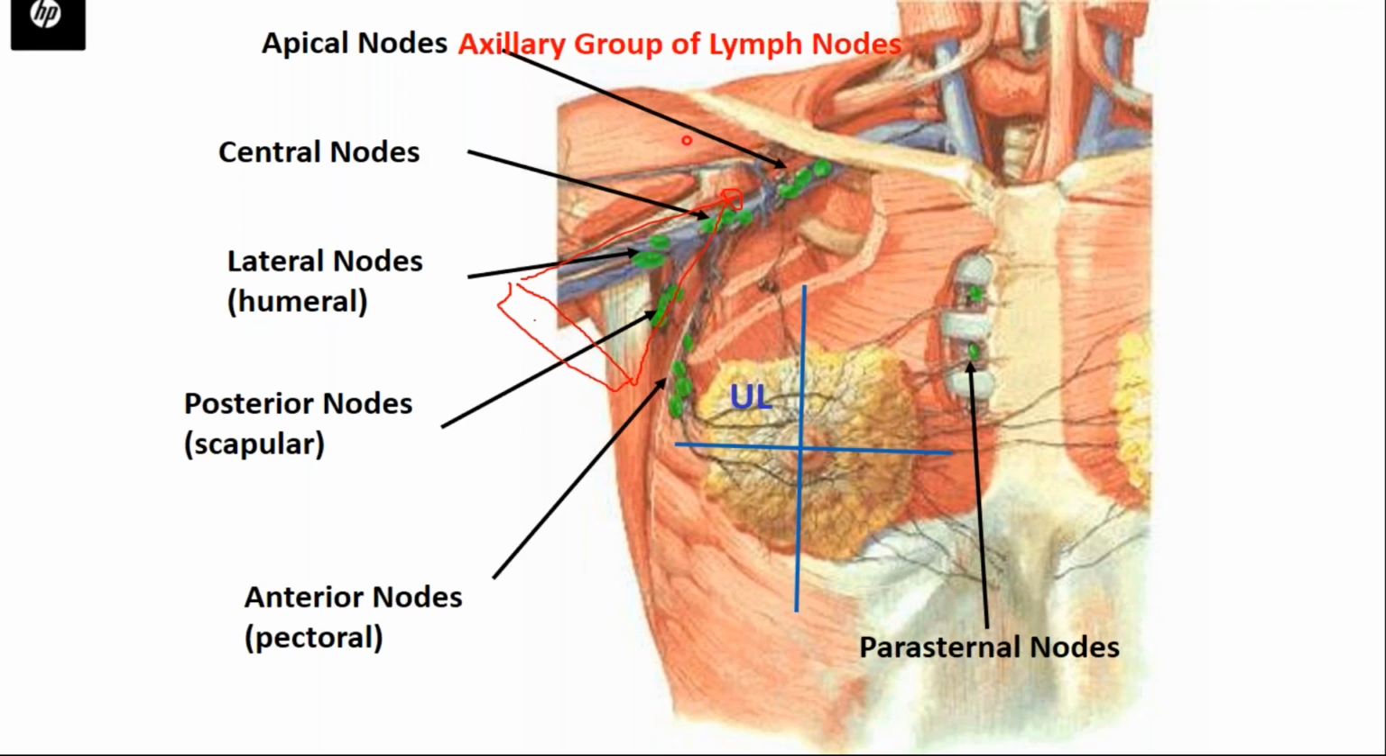So that's why we are going to read about the axillary group of lymph nodes, mainly because of its clinical importance, especially with relevance to the mammary gland and breast cancer.